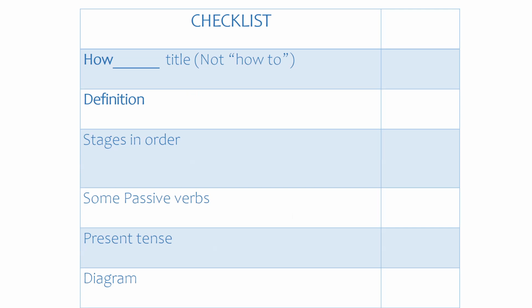So what are we looking for in our explanations? We want a how title, but not how to. We need to start with a short definition. The stages must be written in order. We write in the present tense and use some passive verbs if we can. Lastly, a diagram can be very helpful. If you see a diagram with arrows, it's probably an explanation.